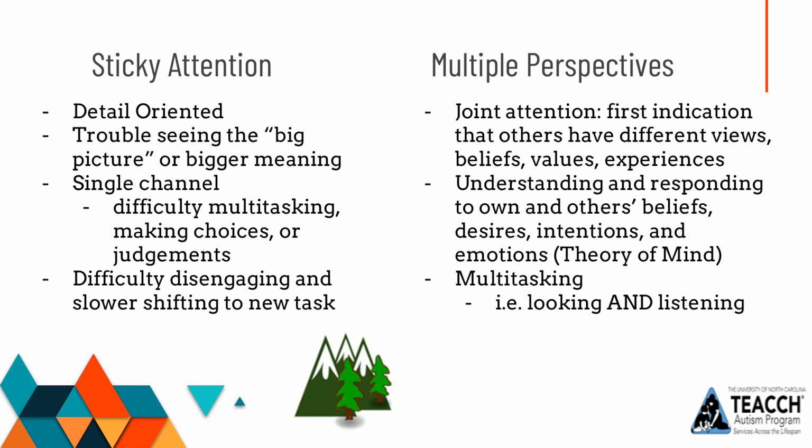Additionally, understanding the perspectives of others can be a real challenge. They will struggle with joint attention, which is that first indication that we have as young toddlers even to share interests and enjoyment with others around us. Your autistic students will have a hard time understanding that different people think different things and have different experiences. And that may cause some difficulty in understanding and responding to others. Additionally, with multitasking, it is two very different skills for your students with autism to look at you and listen to you. So oftentimes we need to prioritize which one skill is most important in the moment.